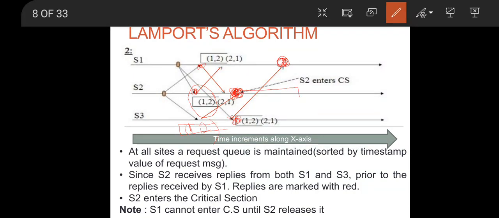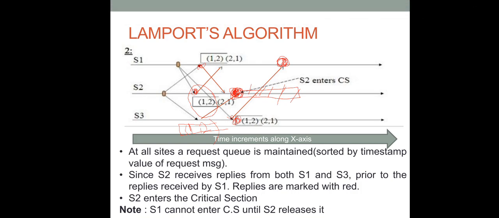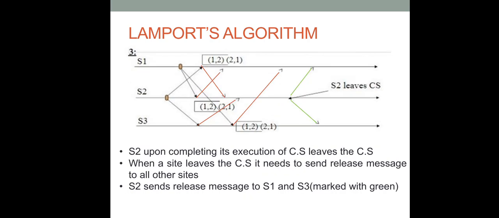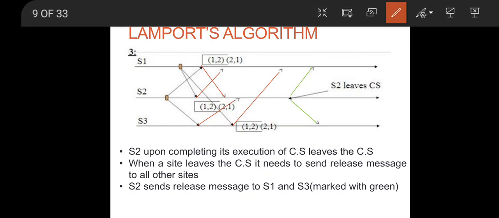S2 will be executing in the critical section for some duration, and after that S2 will be releasing the critical section. That means it will be sending the release message to S1 as well as S3. So this is what is happening in this slide. At this point in time, S2 got the permission as the rule was satisfied. So S2 is executing, and then from the green line we can see at this time S2 is leaving the critical section and sending the release message to S1 and S3.